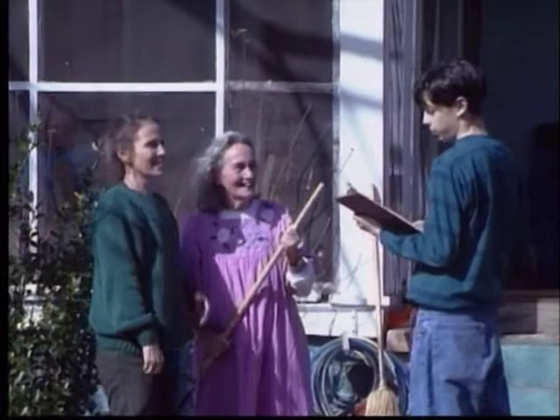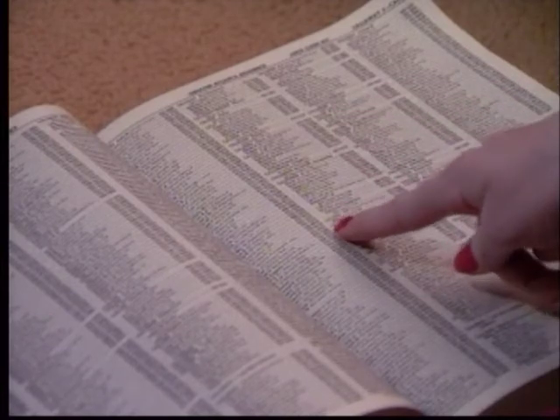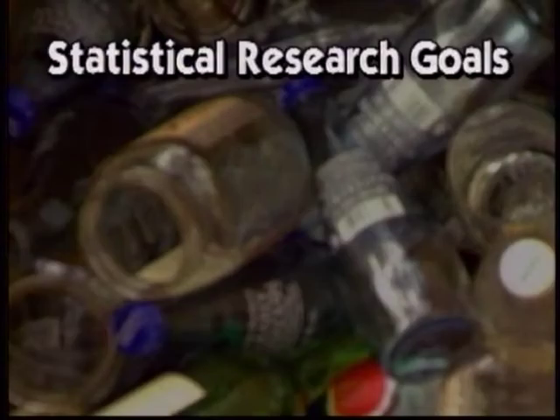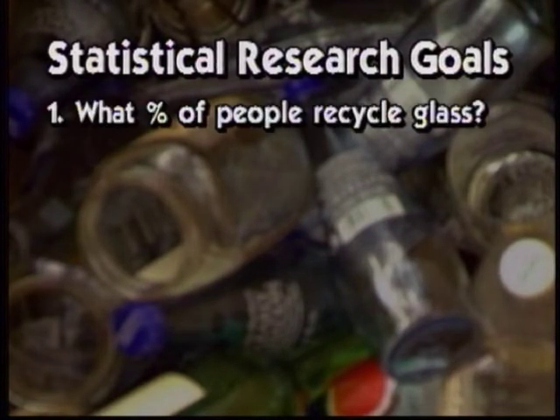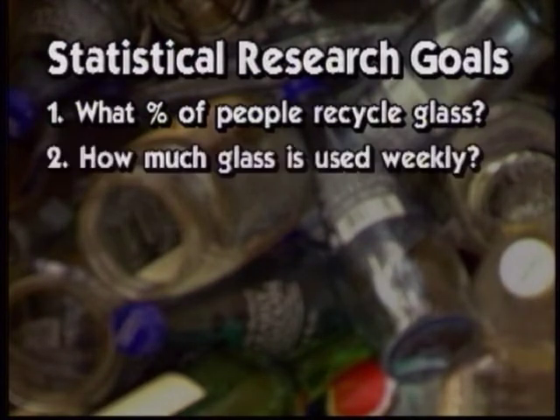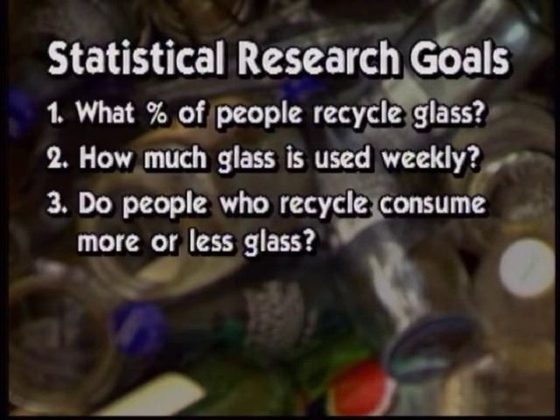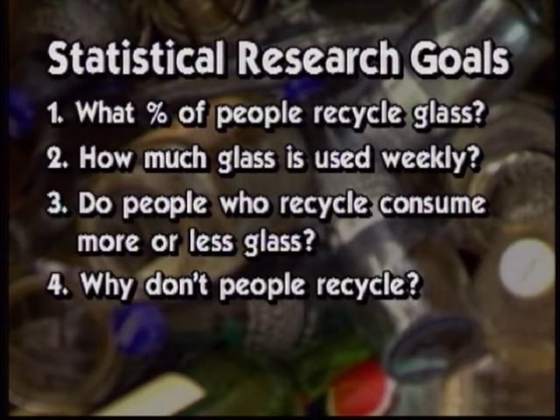To ensure that the people they surveyed were picked at random, phone numbers and addresses were randomly chosen from the total population in the phone book. The goal of the organization's research is to determine several things. First, what percentage of the people in the community are recycling glass? How much glass do people use each week? Do people who recycle glass consume more or less glass than people who don't? And finally, for those people who don't recycle, why don't they?